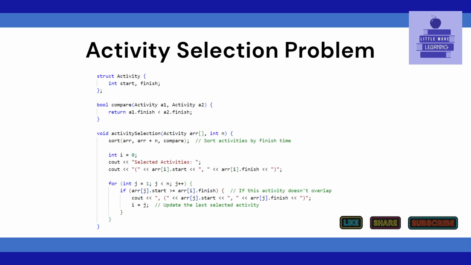A classic example of a greedy algorithm is the activity selection problem. Given a set of activities with start and end times, the goal is to select the maximum number of activities that don't overlap. In this activity selection problem, first, we sort the activities by their finish time. We then select the first activity and continue to select the next activity that starts after the current activity finishes.